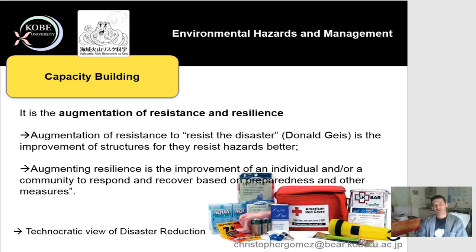So capacity building, what is it? Capacity building is another important term of disaster risk reduction. It has been criticized a lot, but you still need to know about it. It's called the augmentation of resistance and resilience. The augmentation of resistance to resist the disaster is the improvement of structures to resist hazards better. And augmenting resilience is the improvement of an individual and or community to respond and recover based on preparedness and other measures. And it's a very technocratic view of disaster reduction. That's why actually it's also being criticized so much.